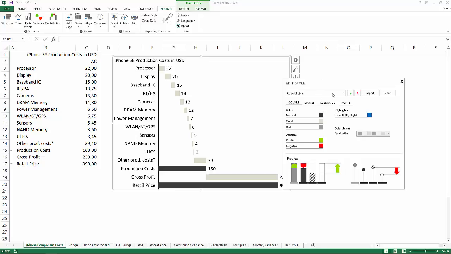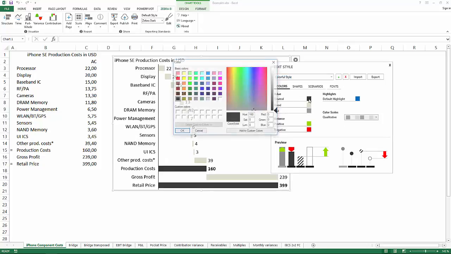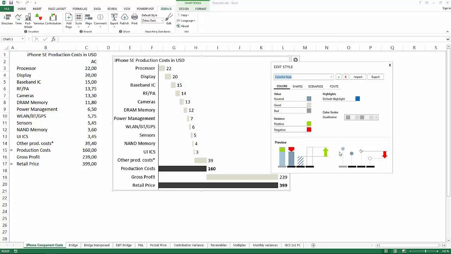Sorry, I have it already. The neutral color is the basic color of all charts. So let's create a little bit of a bluish one. Now here we have good and bad. Good is the color of positive contributions, so the elements that grow, the positive ones.